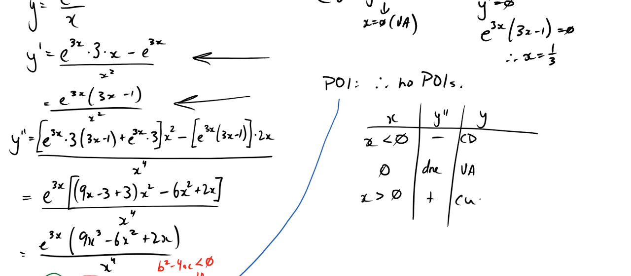And what's the last thing that we have to think about? The critical value, which occurs at 1/3. So where is that? That's here. It's concave up. So it's going to look like this. So if I have a critical value there, what is it? It's a local minimum.